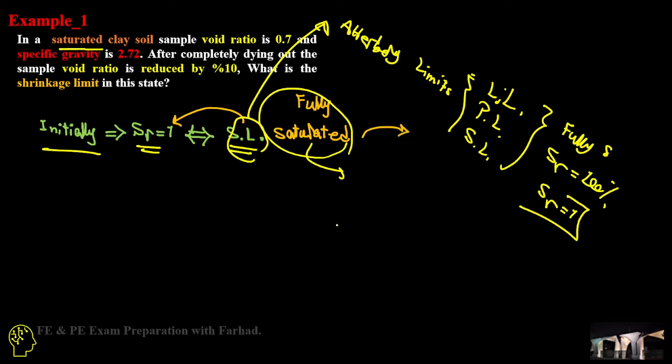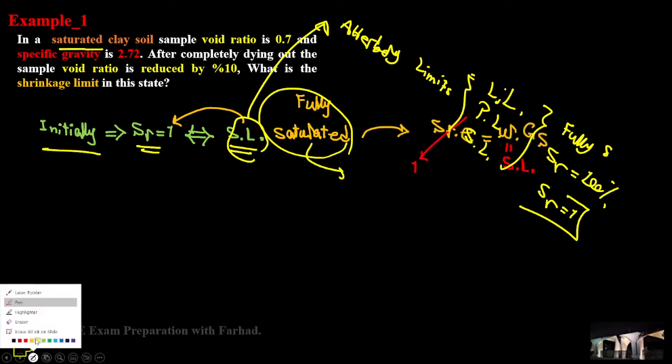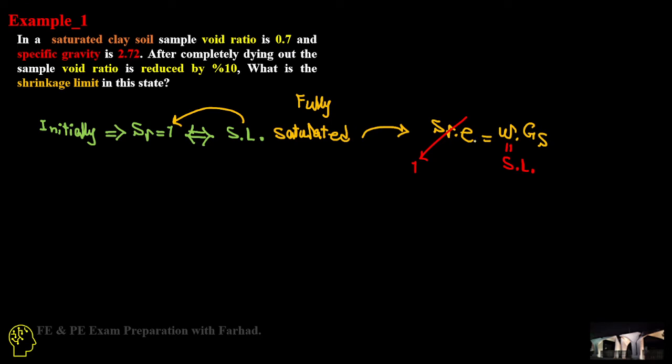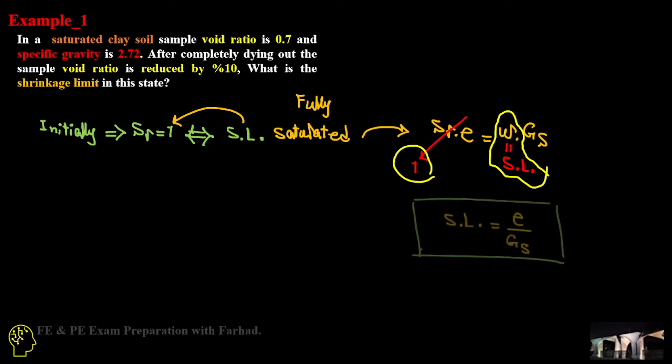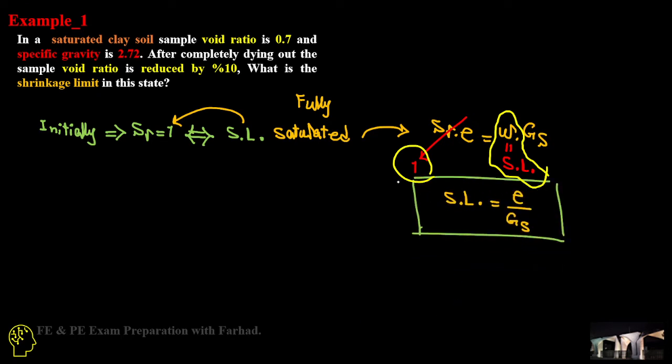And if that's fully saturated, the formula is SR times e equals moisture content times specific gravity, w times Gs. SR is simply 1 and our moisture content is equal to the shrinkage limit, because the shrinkage limit, plastic limit, and liquid limit are all kinds of moisture content. So if you rearrange the equation, it gives you the shrinkage limit equal to void ratio over Gs.